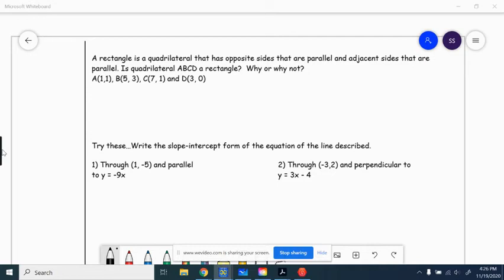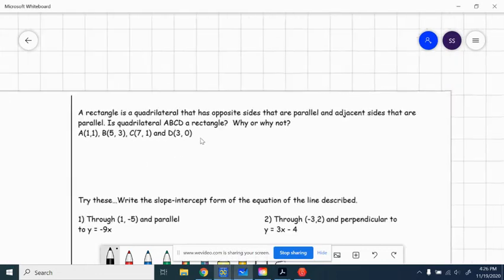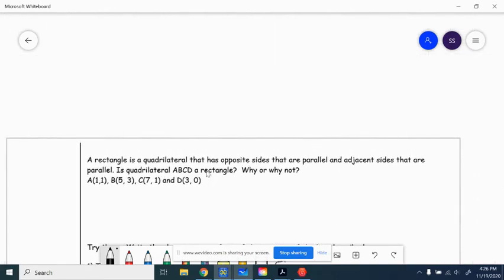So what I would do is just graph out a rough figure here. So I'm going to give myself a little bit more room here. So I'm going to give myself an X and Y axis. Here's my Y, here's my X axis. Okay, here we go. So A is at 1, 1. That is right here. B is at 5, 3. So 1, 2, 3, 4, 5, up 3, 1, 2, 3.